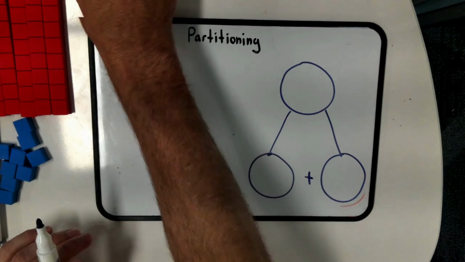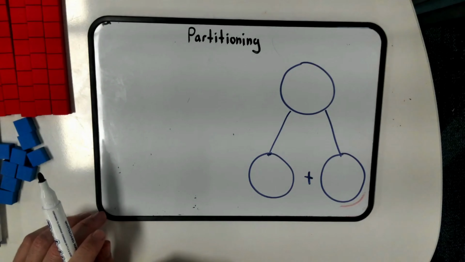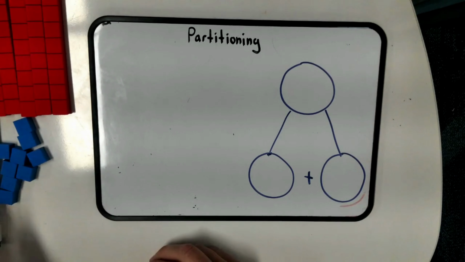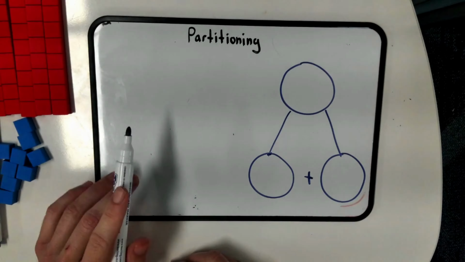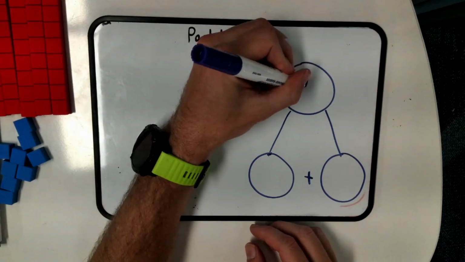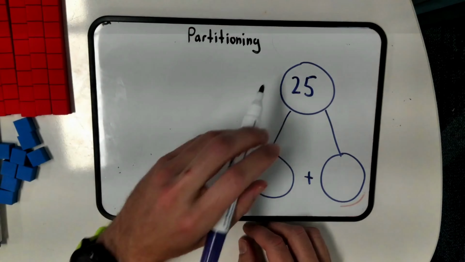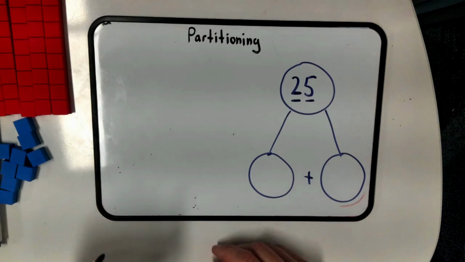Okay everybody, today we're going to be working with partitioning some two-digit numbers. When we talk about partitioning, we are breaking up a whole number into its place value parts. So the first number we're going to work with is the number 25. Now the number 25 we can see has 5 ones and 2 groups of 10.